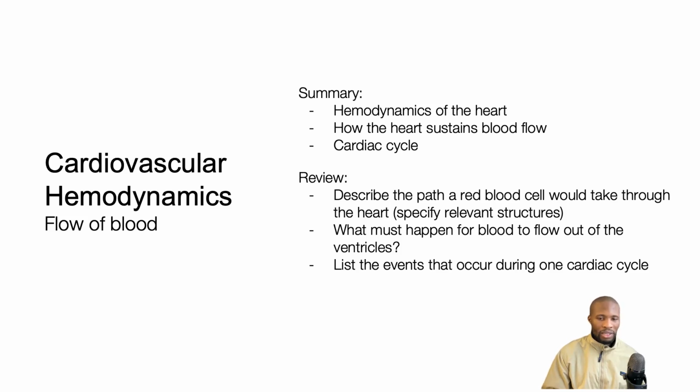And then what must happen for blood to flow out of the ventricles? We must have contraction, right, of the heart, of the ventricles. But first, before it contracts, we have to fill before we pump. So we first have to go through the diastolic phase to get blood into the ventricles before it then goes through systole and pumps the blood out. And then list the events that occur during one cardiac cycle: systole and diastole, relaxation of the heart and filling of the ventricles with blood, and then pumping out of that blood during systole.